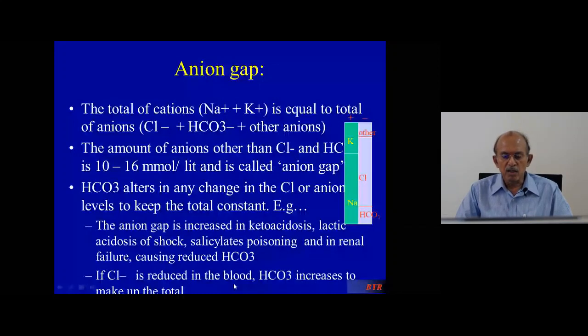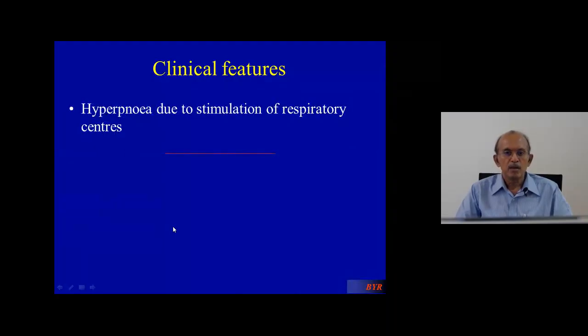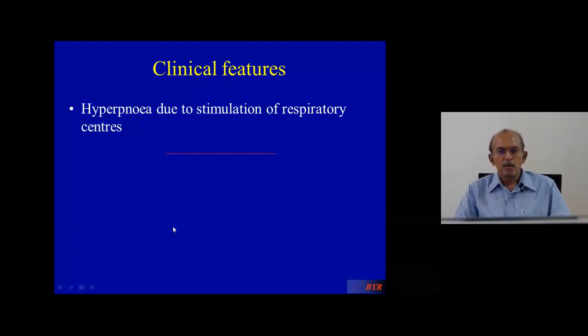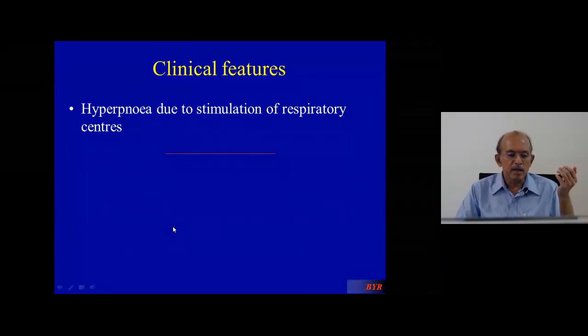If chloride is reduced in the blood, bicarbonate increases, and vice versa. In acidosis, the body tries to compensate by pushing out more carbon dioxide. So more carbon dioxide is eliminated by hyperventilation.